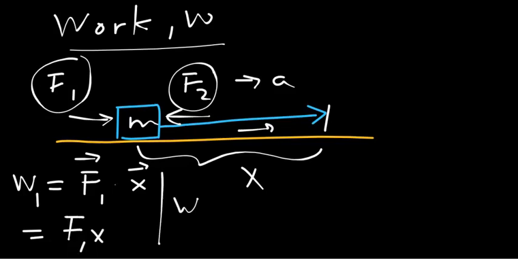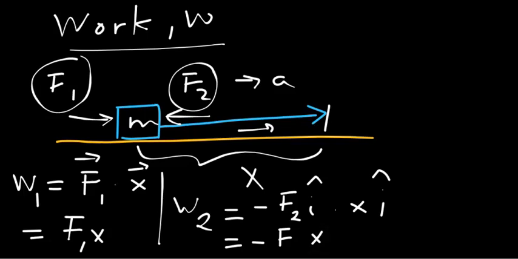Now what about the work done by the force F2? F2 is going to the left, so that means it is minus F2 i hat dotted into x i hat. So that's going to give you a negative work. Work can be negative. It is negative when the force that is producing the work is opposite to the direction of displacement, like in this case.